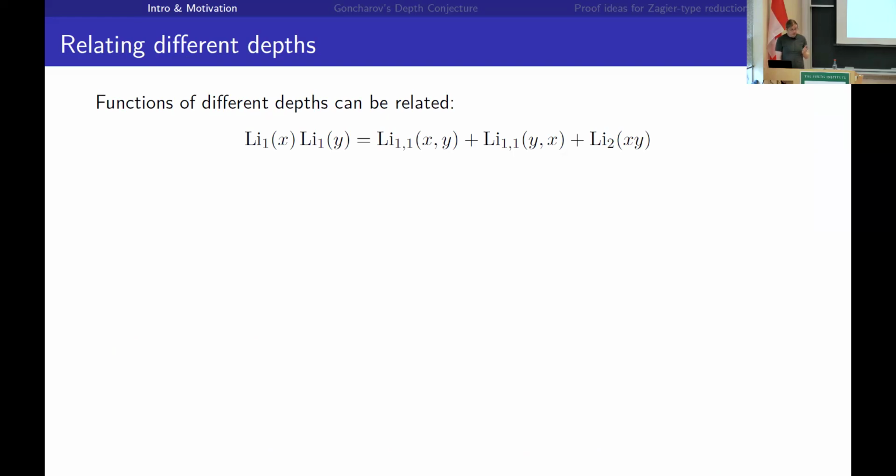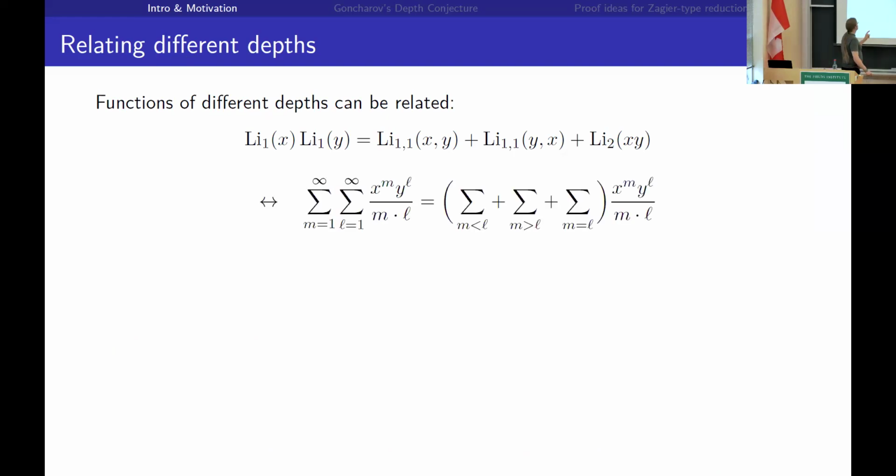It might not be obvious to start with, but this is a relatively silly example once you see how it works. If you take the product of Li1 and Li1 and write out this sum, it's a sum over m from 1 to infinity, l from 1 to infinity. Well, we can split it up into a bit where m is less than l, m is greater than l, and m equals l, and then just commute the variables around so this thing makes sense, and we get exactly the terms up here.